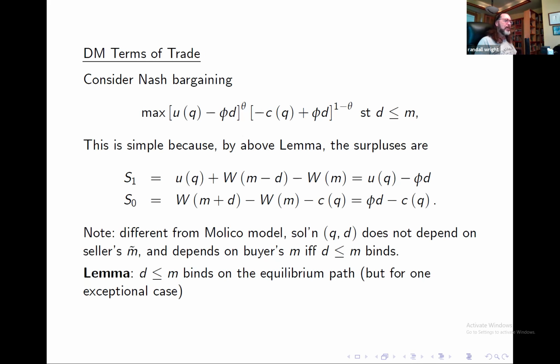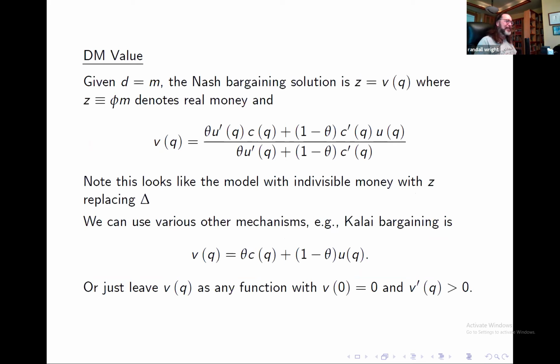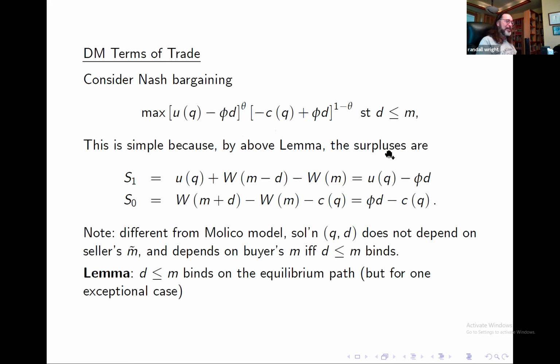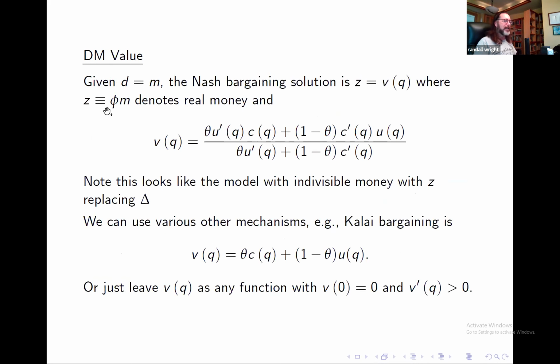Oh, so I said here we're using Nash bargaining, but to speak to this issue about the modular aspect of it, if you solve the Nash bargaining problem, plug in the constraint by the lemma to eliminate, so D equals M. Now it's a one-dimensional optimization problem. You're going to choose Q, and the solution looks like this, which is kind of messy, but it's the same actual solution we had in the second generation models with divisible goods, but indivisible money when you use Nash.